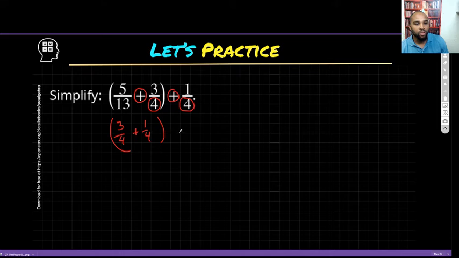I'm going to do those first, and then I'm going to do 5/13, because this is so much easier dealing with the like denominator. So 3 and 1 gives us 4. 4 over 4 is 1. So this is 1 plus 5 over 13. 1 is equal to the denominator of 13 over 13. So that's 13 over 13 plus 5 over 13, which is 18 over 13.